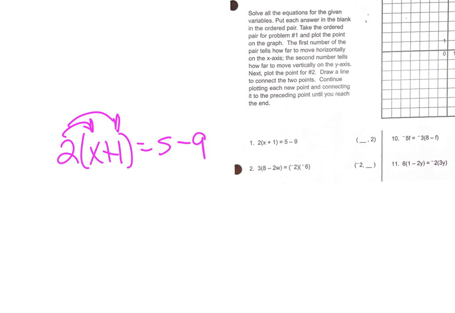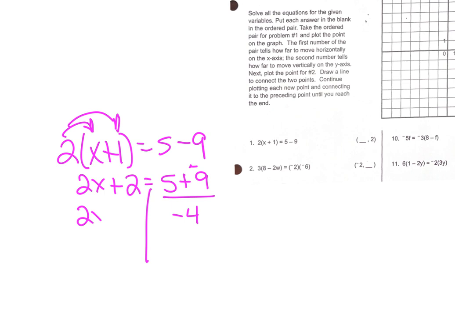On number 1, we need to distribute the 2 on the left side to start. That would be 2x plus 2 equals 5 minus 9. I don't see anything on the left that needs to be combined, but I do see on the right we can do 5 plus a negative 9. And to combine that, we would get a negative 4.